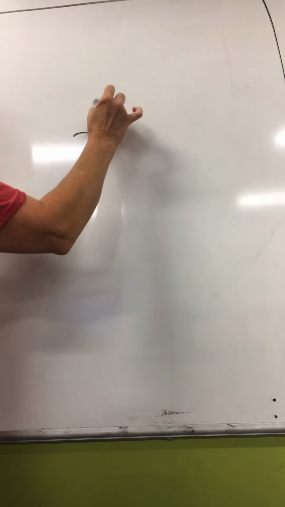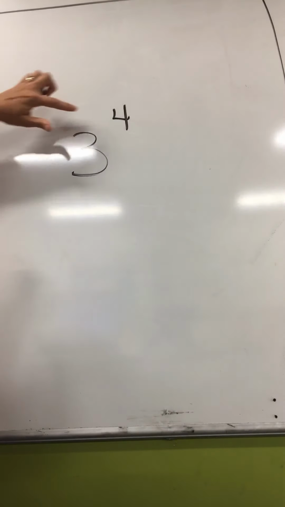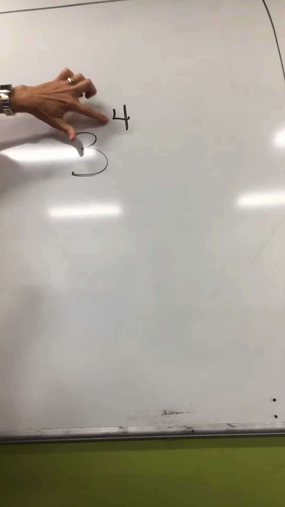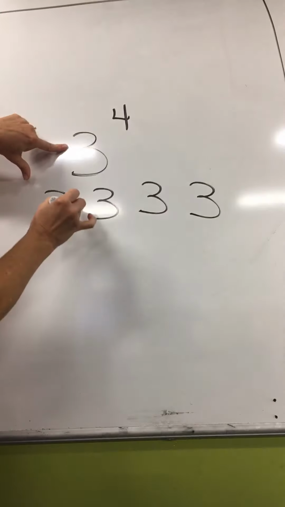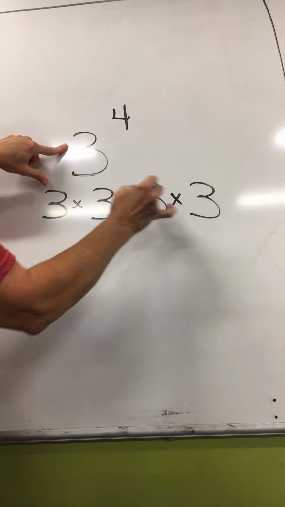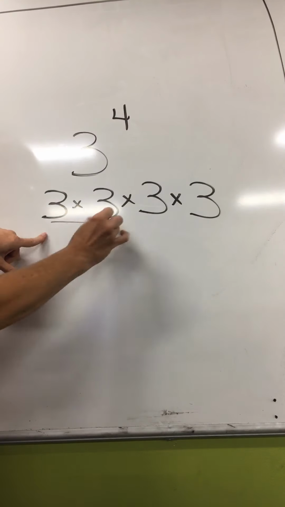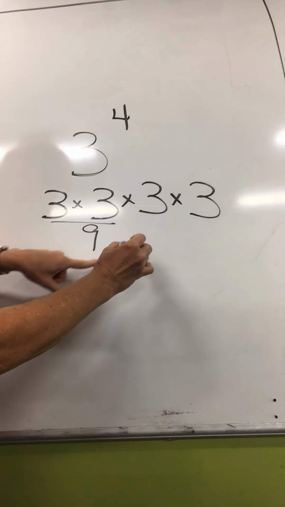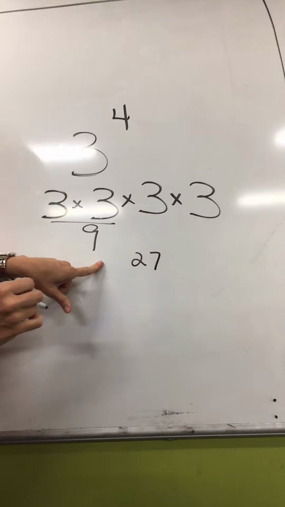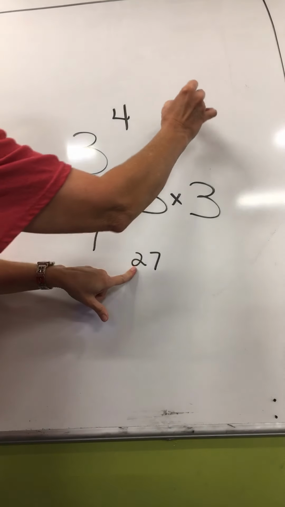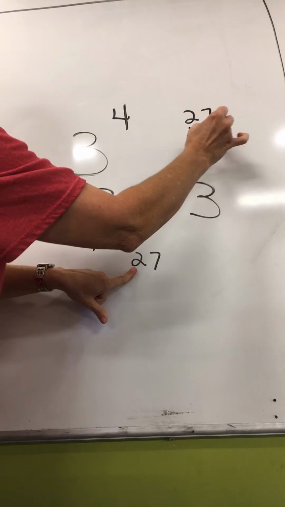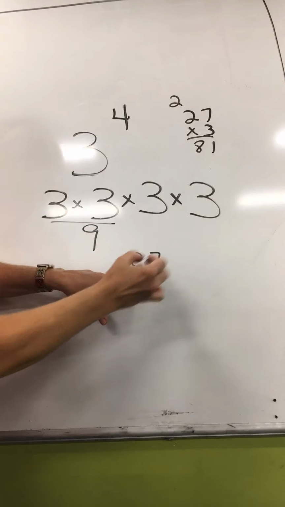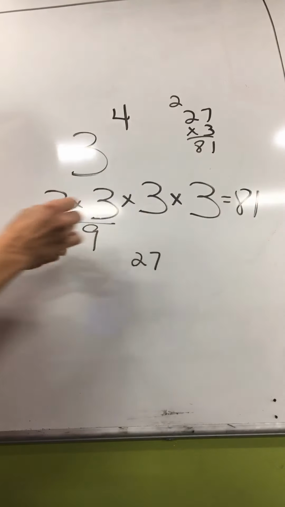One more. 3 to the fourth power. 4 3s. 1, 2, 3, 4. I'm going to multiply those together. 3 times 3 is 9. 9 times 3 is 27. And if I don't know 27 times 3, I'm going to multiply that out, which is 81.